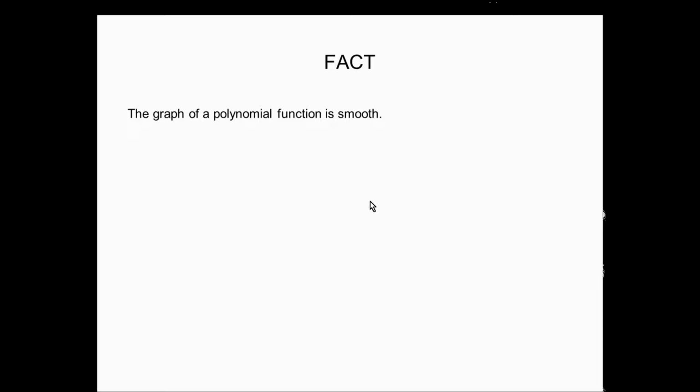Fact. The graph of a polynomial function is smooth. So that means no sharp corners or points. So polynomial functions do not have any sharp corners or points. It's also sometimes stated this way. Except for linear functions, no part of the graph of a polynomial function is a straight line. Okay, but remember, that basically means no sharp corners or points.